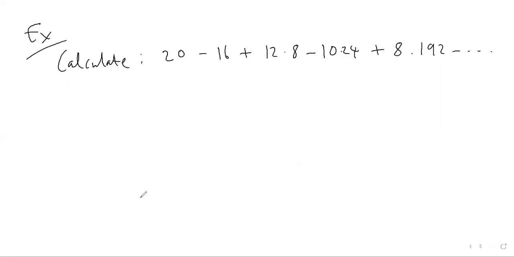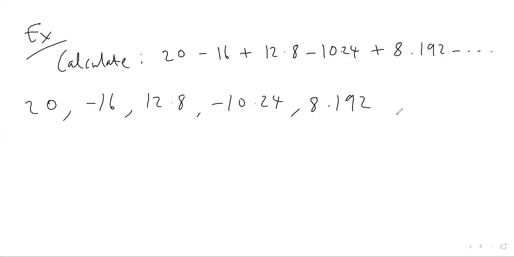So let's look at how we can apply this formula. Let's say we want to calculate this sum here: 20 take away 16 plus 12.8 take away 10.24 plus 8.192 and so on and so on. How are we going to calculate this sum? Well, let's look at the sequence of numbers we got. We got 20, minus 16, 12.8, minus 10.24 and 8.192.